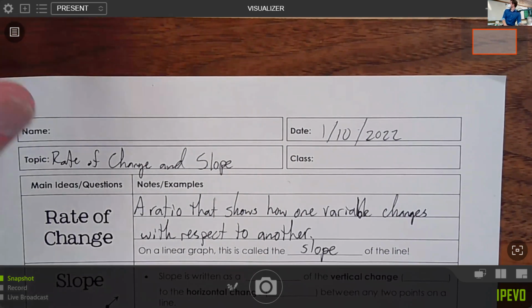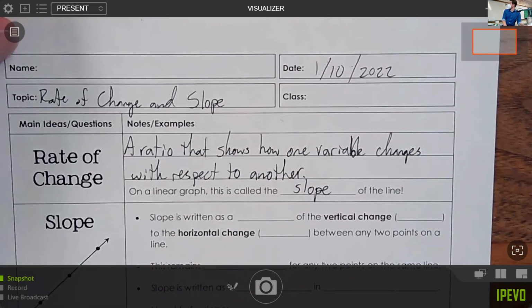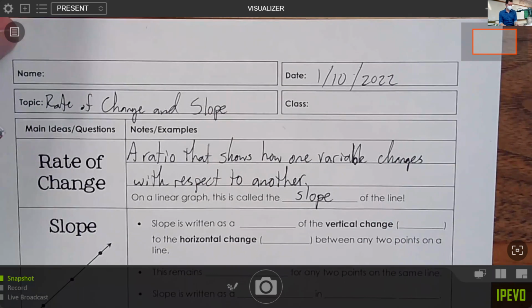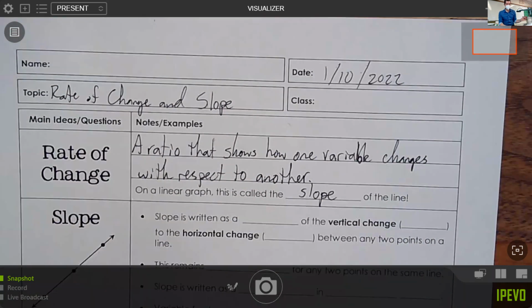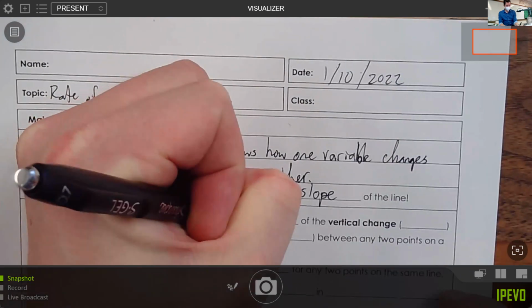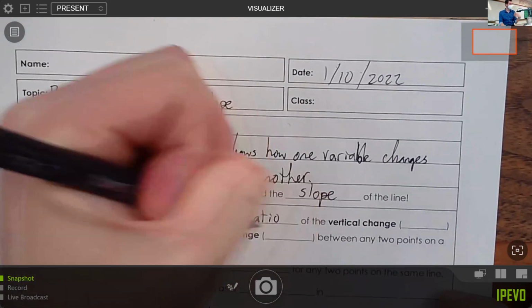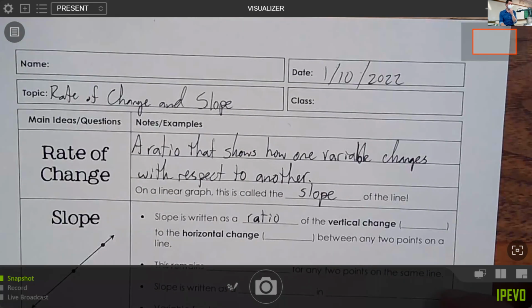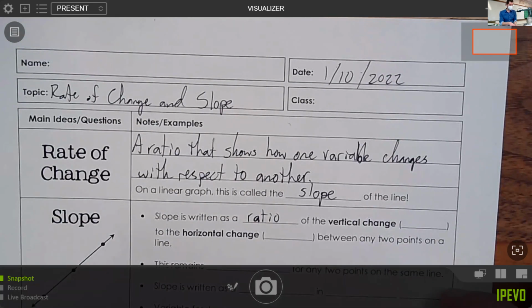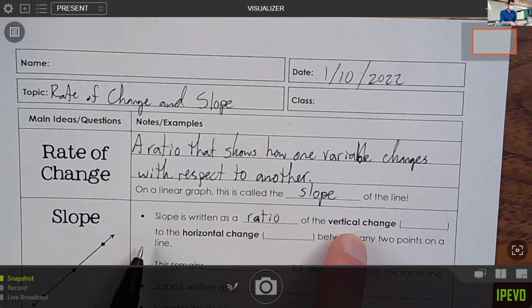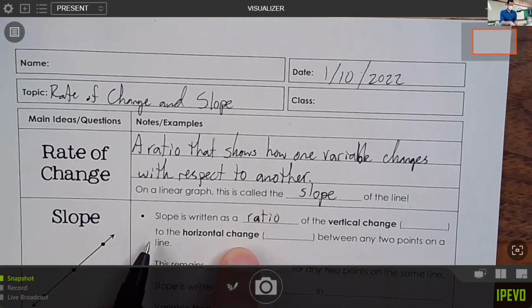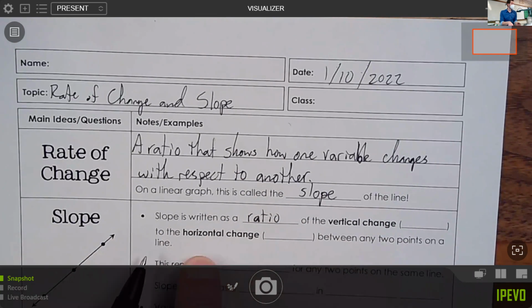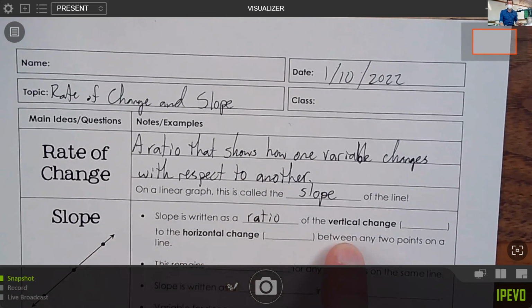So our next sentence that we're going to fill in here, this first bullet point, it says that slope is written as a ratio. So there's that word again. We're going to use the word fraction a little bit lower, but ratios and fractions are pretty much interchangeable. So slope is written as a ratio of the vertical change to the horizontal change between any two points on a line.